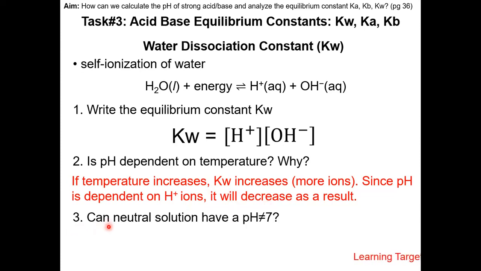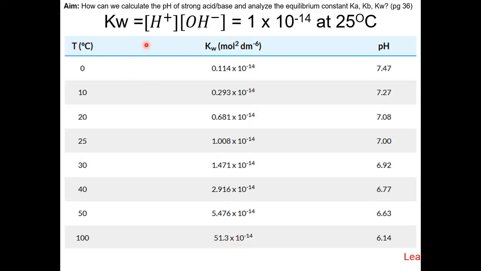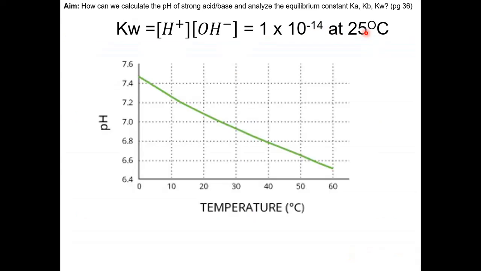Question 3. Can a neutral solution have a pH not equal to 7? The answer is yes, as long as the hydrogen ion concentration is equal to the hydroxide ion concentration. Kw is equal to 1 times 10 to the minus 14 at 25 degrees Celsius. Here's the graph of pH versus temperature.